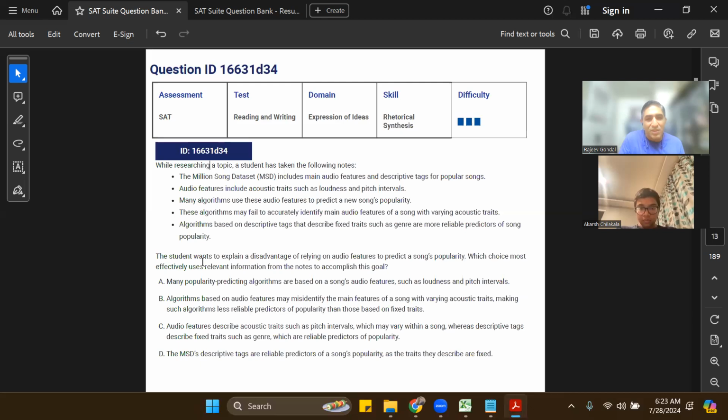I'm skipping the questions which are of a different type. We'll come to them later. So this is the next one. Let's see. Again, read this part. And again, when you read it, look at only the main thing.